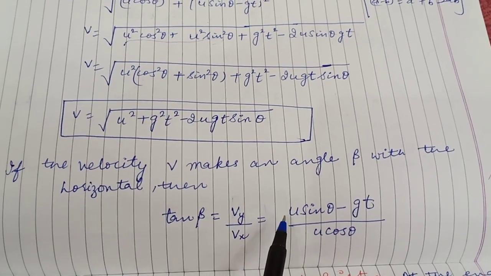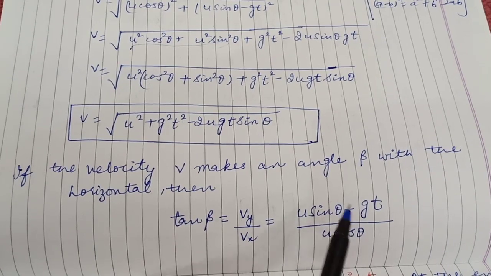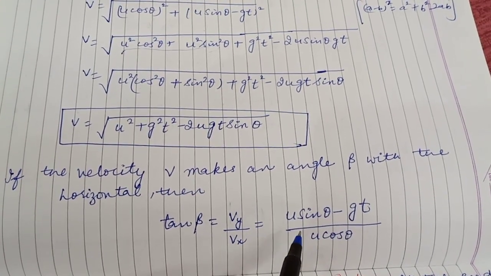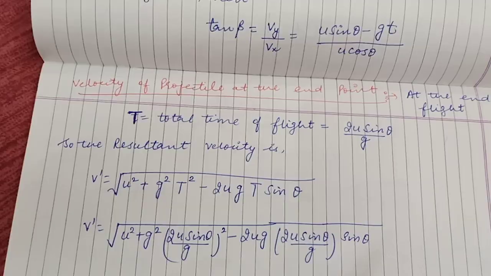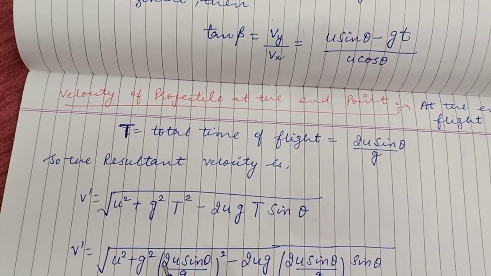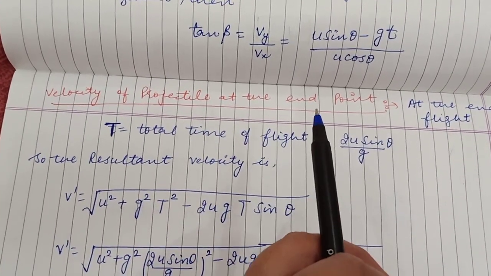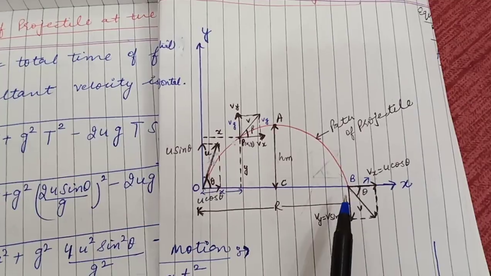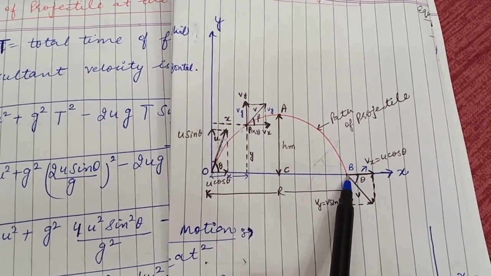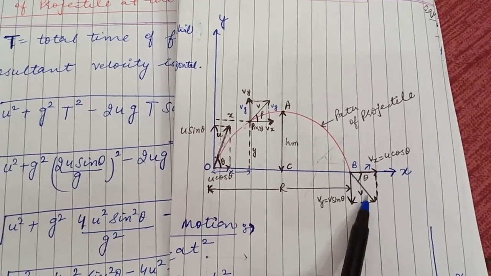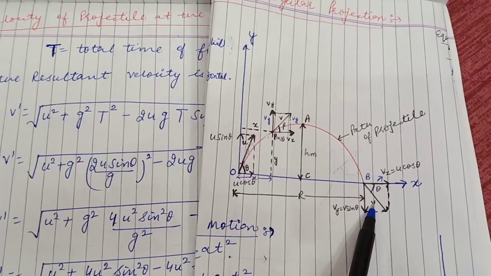Now the value of Vy, from equation number 2, is u sin theta minus gt, and the value of Vx from equation number 1 is u cos theta. So this is the value of tan beta. Next we want to find out the velocity of the projectile at the end point, means at the point B. What is the velocity at this end point B? What is the resultant velocity? We want to find out this value of velocity. Clear?